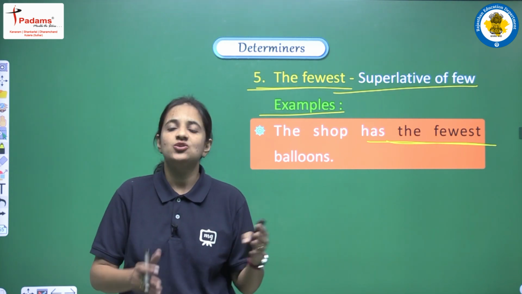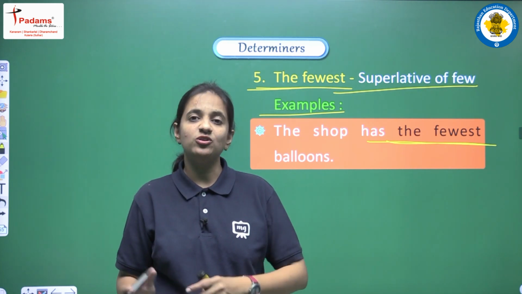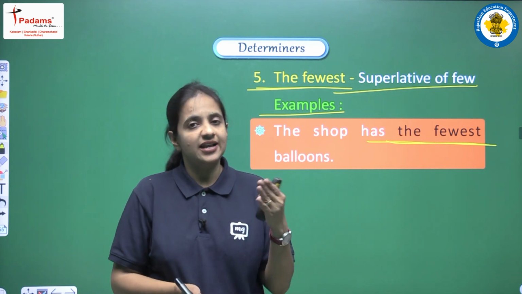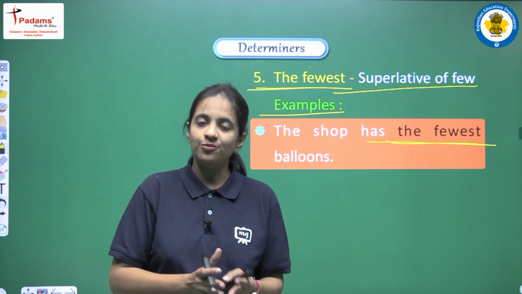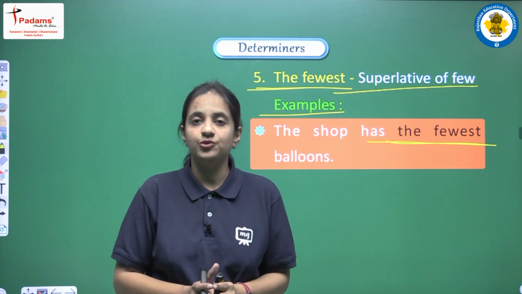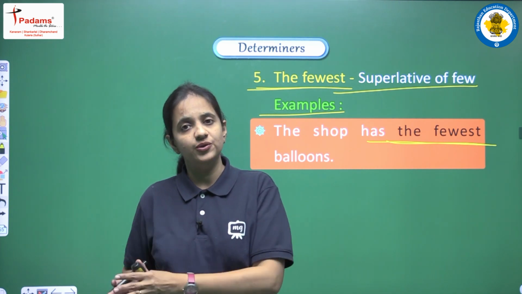Next is the few. With the help of the few, we can show the totality. So when we are talking about the total number, at that time we have to use the few. Next is fewer, that is the comparative form of few. When we are making a comparison in a sentence, then we can use fewer. And the last is the fewest. This is the superlative form of few.